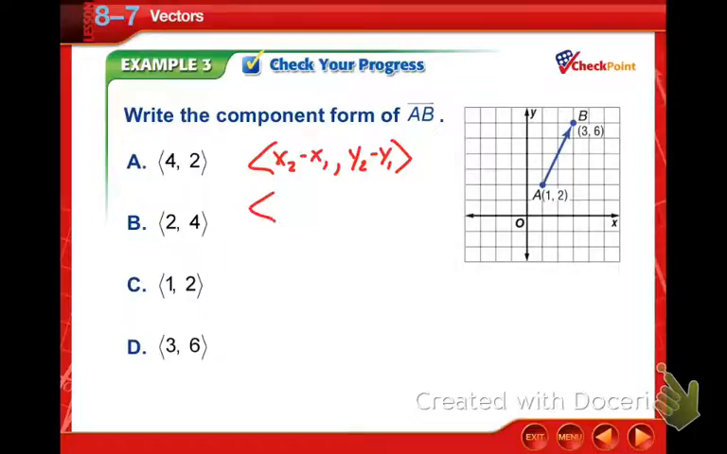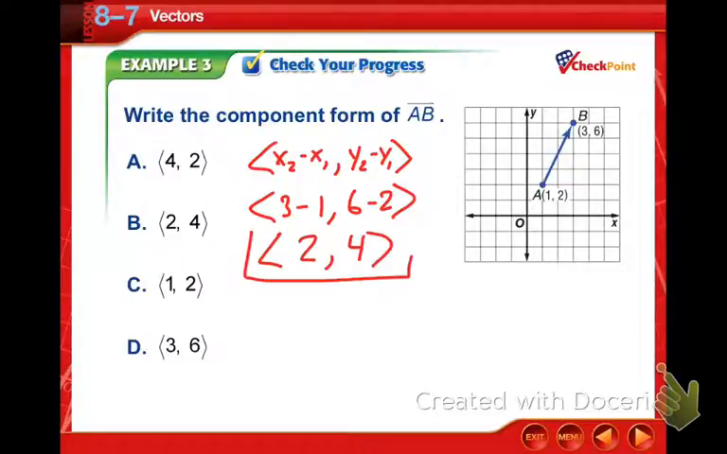So our top point is 3, minus our bottom point, 3 minus 1 for our x's, and 6 minus 2 for our y values. So 3 minus 1 is 2, 6 minus 2 is 4. Our point should be at (2, 4), which is B.